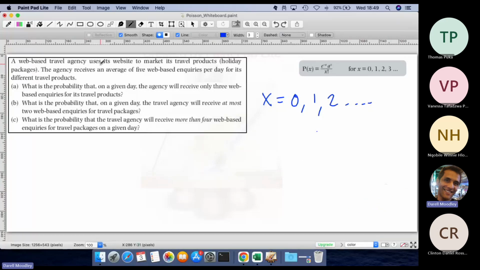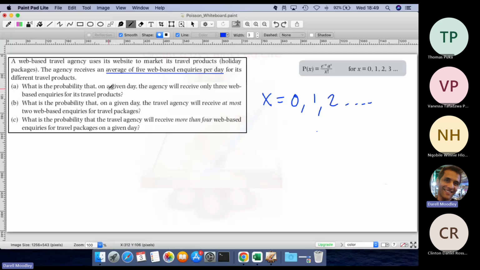Right, so it says a web-based travel agency uses its website to market its travel products, which are holiday packages. The agency receives an average of 5 web-based inquiries per day. So I'm going to highlight that because we're going to use that. The average of 5 web-based inquiries per day. And you can see it says per day, so that's a time interval, and we're counting the number of web-based inquiries that happen in a day.